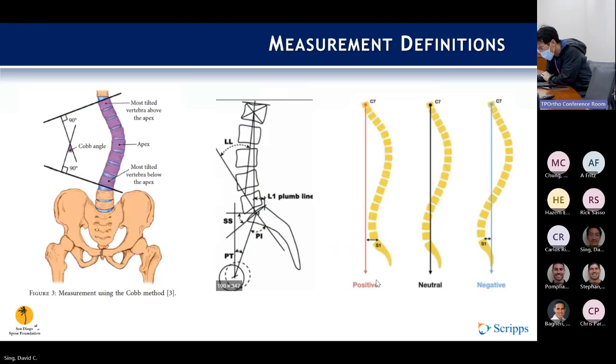And then in terms of your pelvic sagittal measurements, you have your sacral slope, your PI, and pelvic tilt compared to your lumbar lordosis. And then your SVA tells you, if you draw a C7 line down, where do you center relative to your sacrum? That gives you an overall global sense of their alignment sagittally.